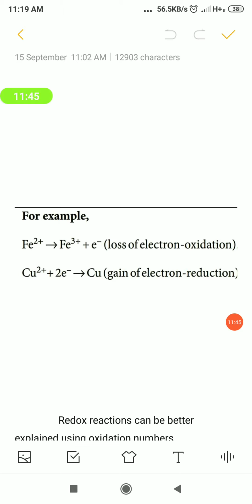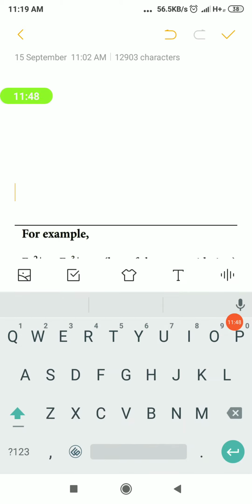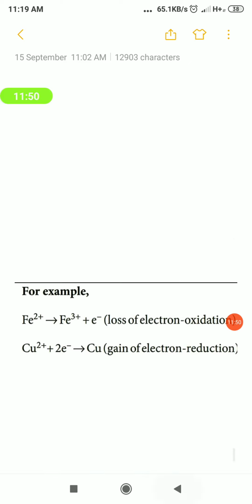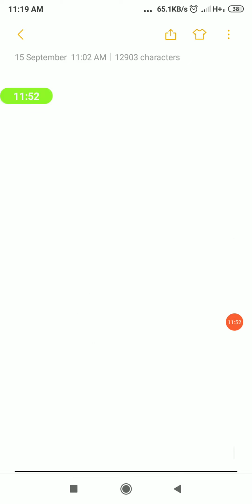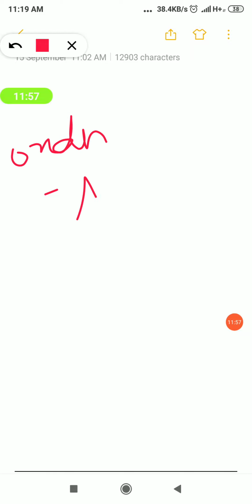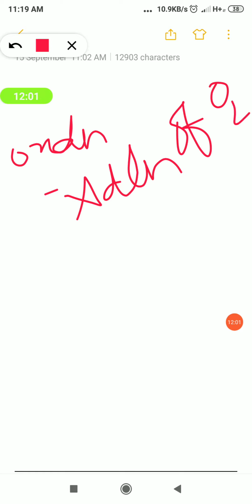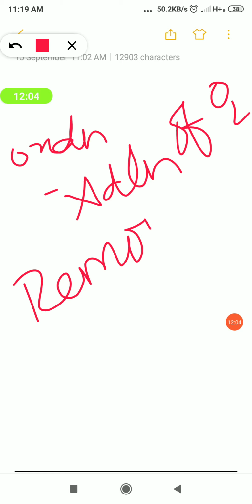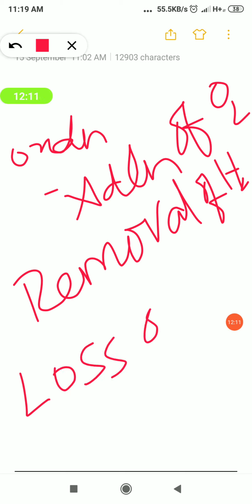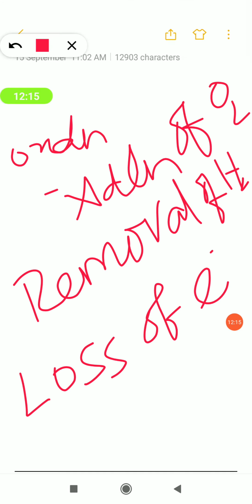Okay mama? Okay, so shall we recollect everything? What is oxidation? Oxidation is addition of O2 or removal of H2. In electronic concept, what is oxidation? Loss of electron. So this is called as oxidation. என்னெல்லாம் பார்த்தோம்? Addition of O2, removal of H2 or loss of electron.